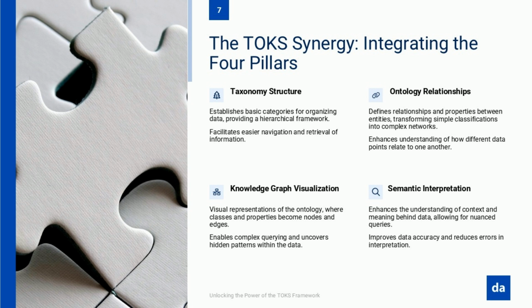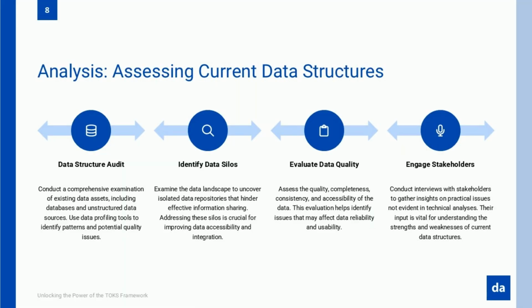The integration of AI and machine learning with TOKS systems creates a powerful feedback loop. As the AI systems interact with the structured data provided by the TOKS framework, they can uncover new patterns and relationships, which in turn can be used to refine and expand the existing taxonomies, ontologies, and knowledge graphs. As we've seen, TOKS systems can unlock incredible insights. But before we can build these powerful frameworks, we need to understand our starting point.